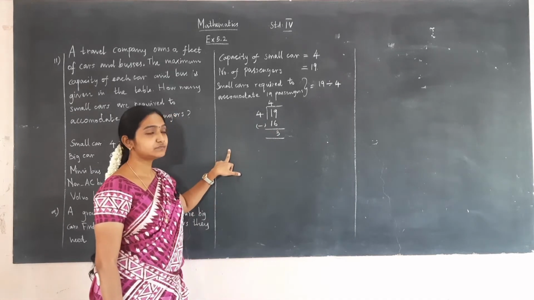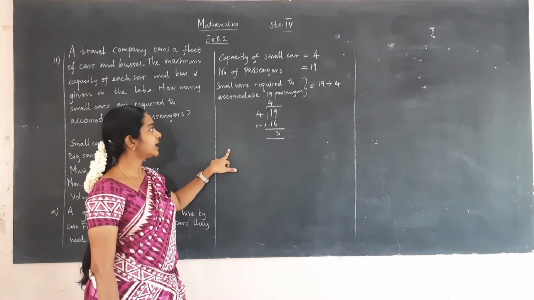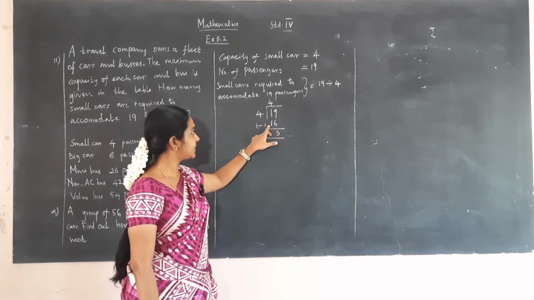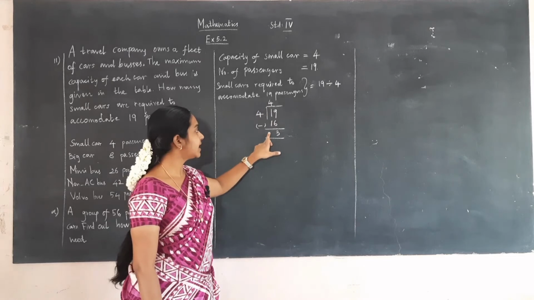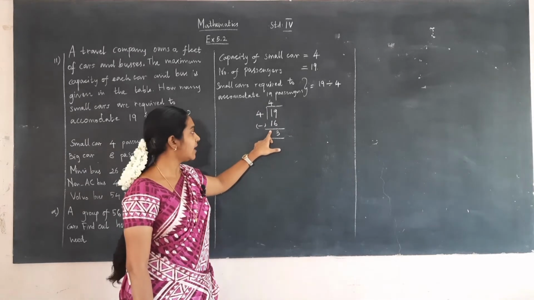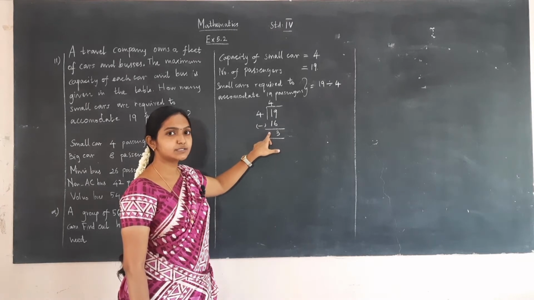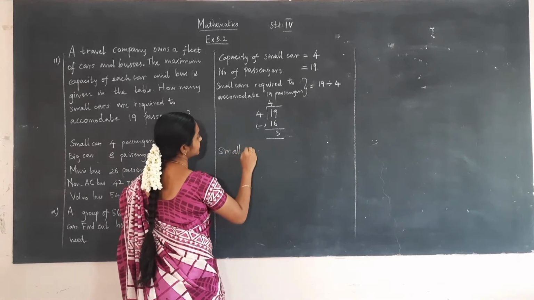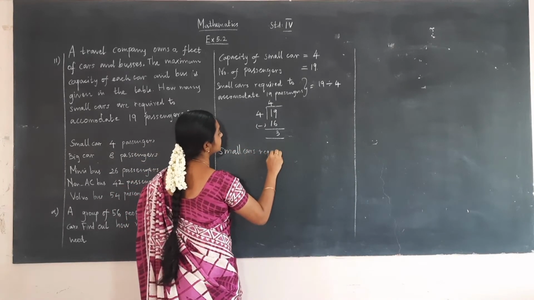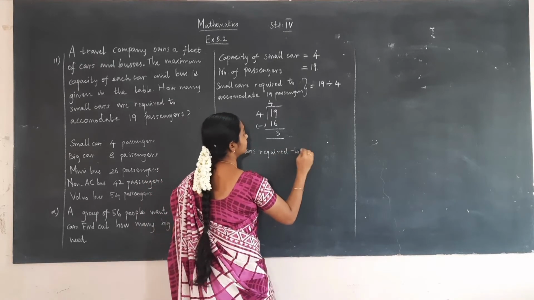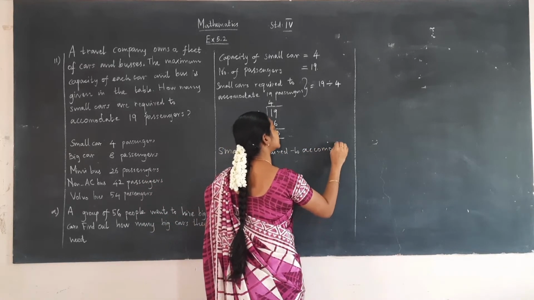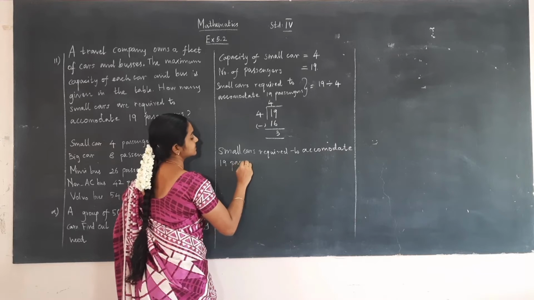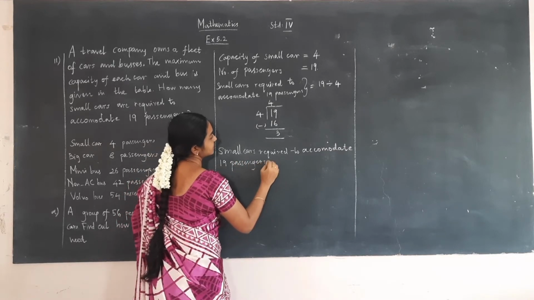So the number of small cars required to accommodate 19 passengers is 5, because 16 passengers can be accommodated in only 4 cars. Remaining we have 3 persons. For 3 persons we have to accommodate another small car. So total number of cars will be 5. Small cars required to accommodate 19 passengers is equal to 5 cars.